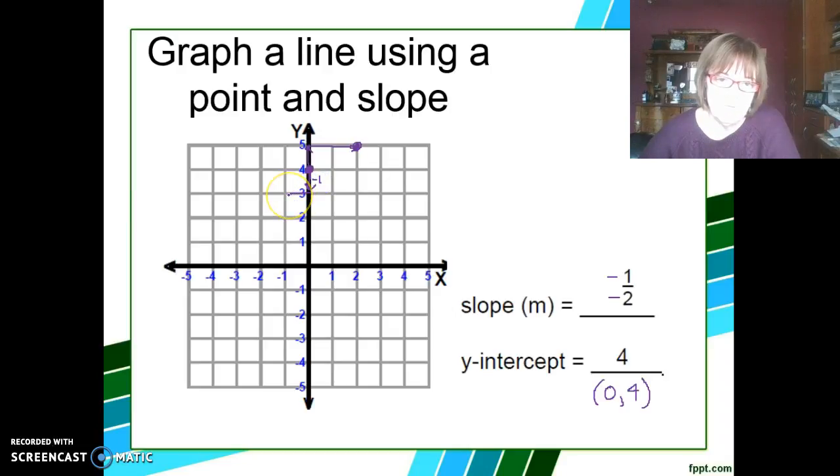Where did my pen go? It stopped. Oh, I'm on the edge. That's why it stopped. Silly. I always forget where the edge of my tablet is, because I'm not looking at it. I'm looking at what I'm doing here.